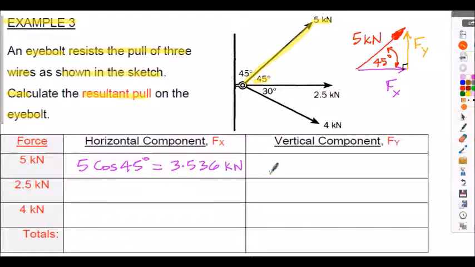And on my calculator, typing in 5 multiplied by the cos of 45 degrees is equal to 3.536 kilonewtons, and that's to 4 significant figures. Also, just make sure your calculator is in degree mode when evaluating the cos of 45 degrees.